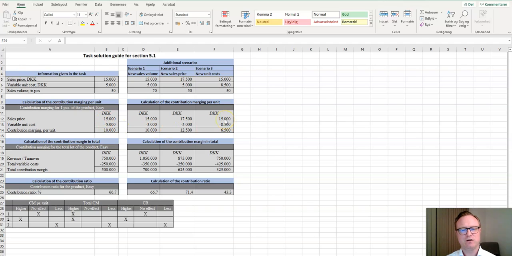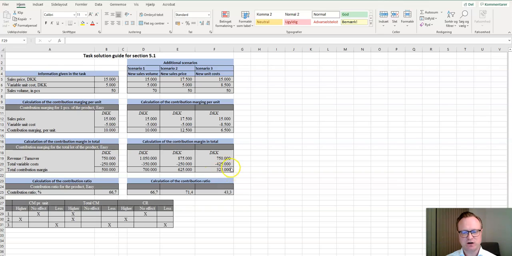When we multiply this to the turnover and the variable cost, we can see that the turnover now is the same as in the base, which is 15,000 multiplied by 50 units, which gives us a turnover of 550,000. The total cost have increased from 250 to 425,000, and that is because we now multiply 8,500, which was the unit cost, with the 50 units, and that gives us a total variable cost of 525,000. This equals to a contribution margin in total of 325,000 for the 50 units.